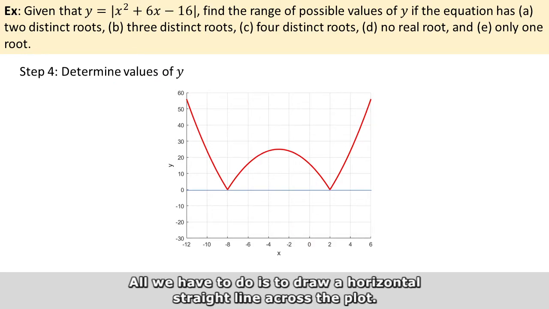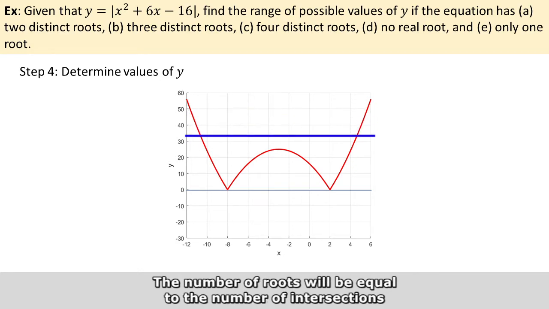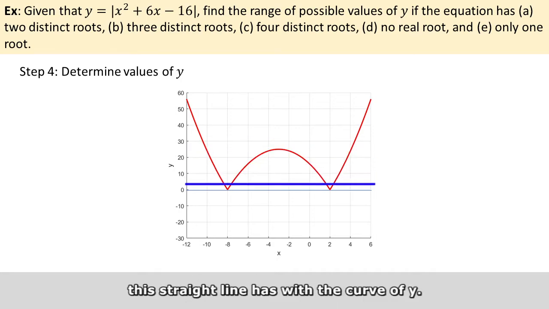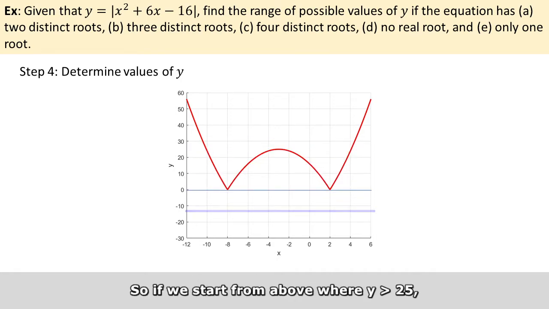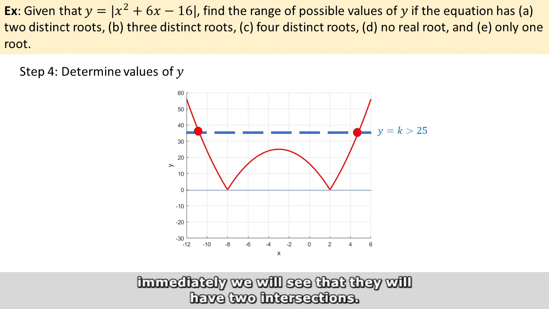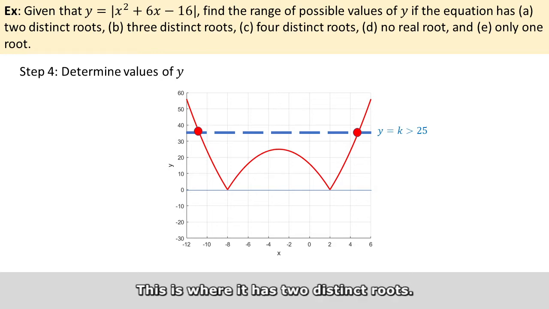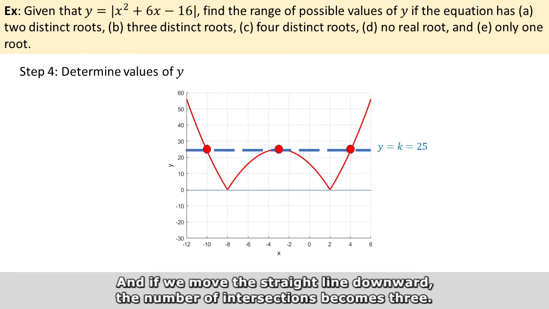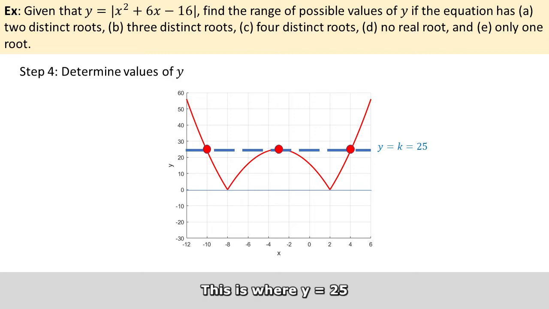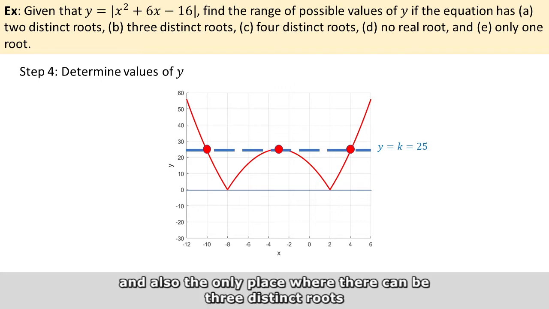Now we can determine the possible values of y. All we have to do is to draw a horizontal straight line across the plot. The number of roots will be equal to the number of intersections this straight line has with the curve of y. So if we start from above, where y is greater than 25, immediately we will see that they will have two intersections. So this is where it has two distinct roots. And if we move the straight line downward, the number of intersections becomes 3. This is where y equals 25, and also the only place where there can be 3 distinct roots.